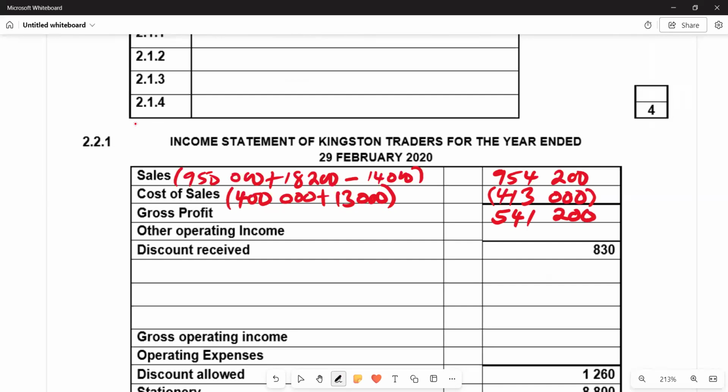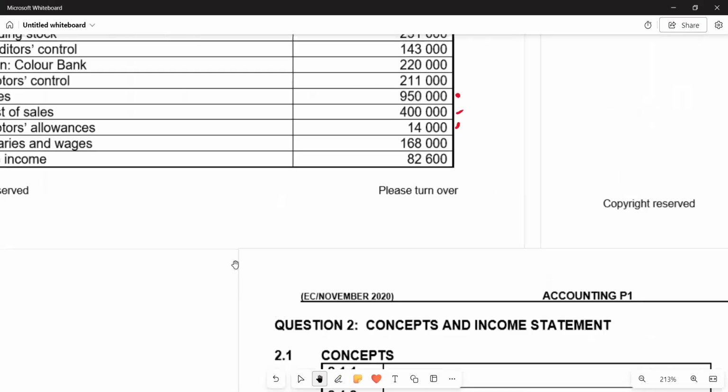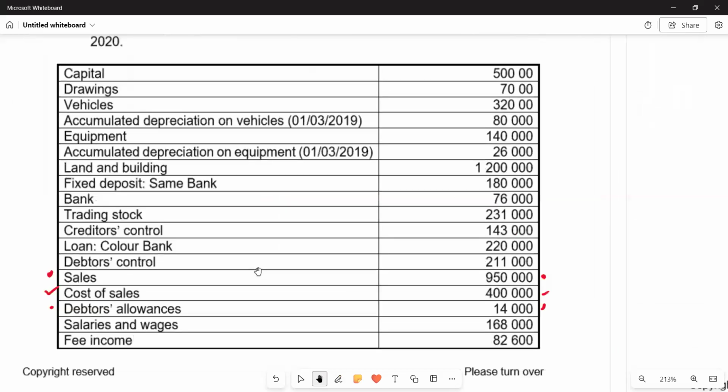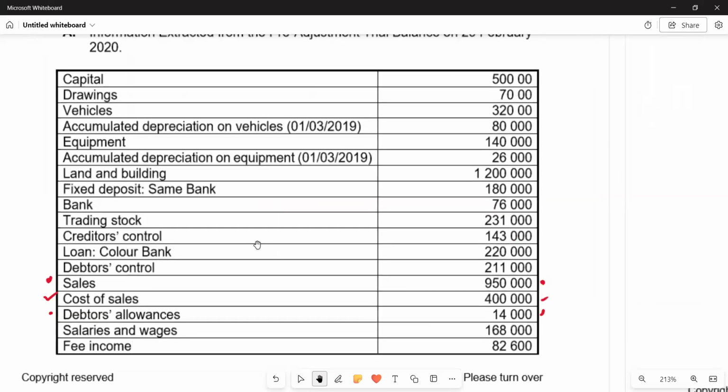Then we go to other operating income. We can leave it blank. We are going to list the other operating incomes beneath, and then we add the total to come here. So what we are saying is we have a discount received as pre-entered, so we are not going to be worried about that. Then we look for other incomes in the question. So we go to the question and try to see. Remember, we have got fee income here, which is 82,600.